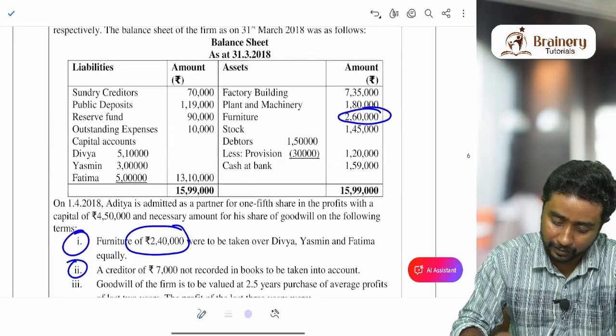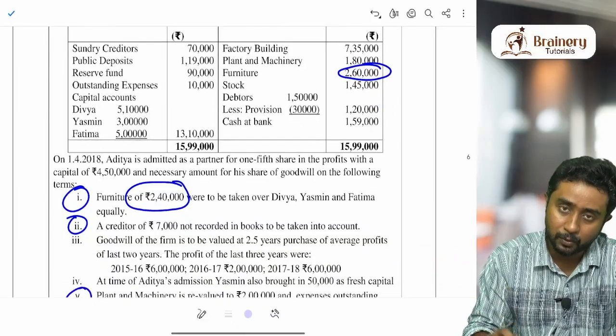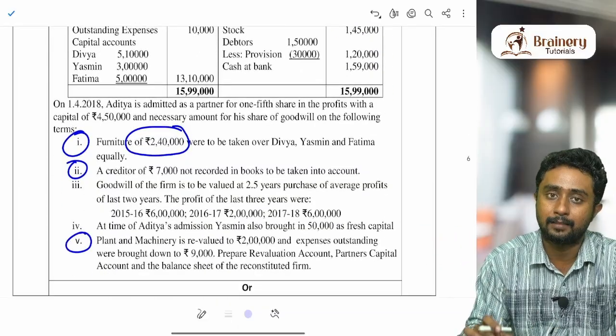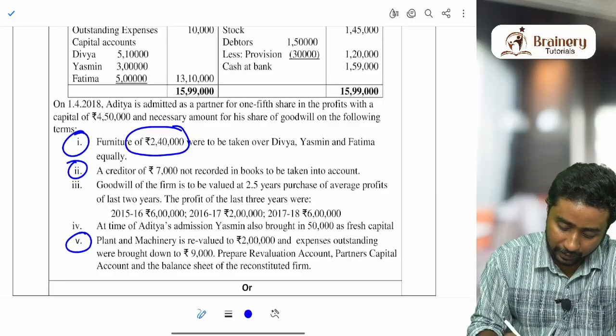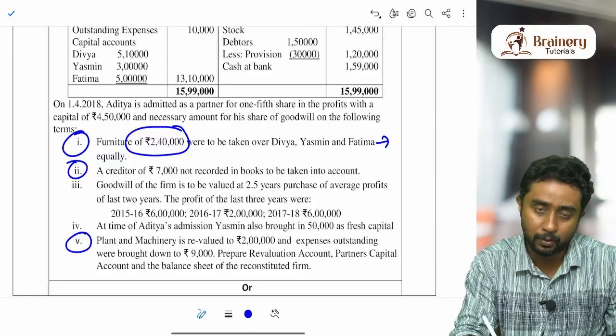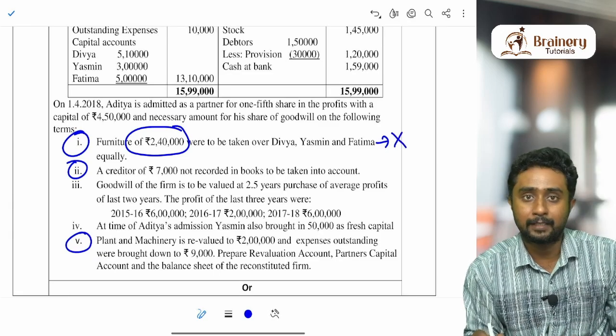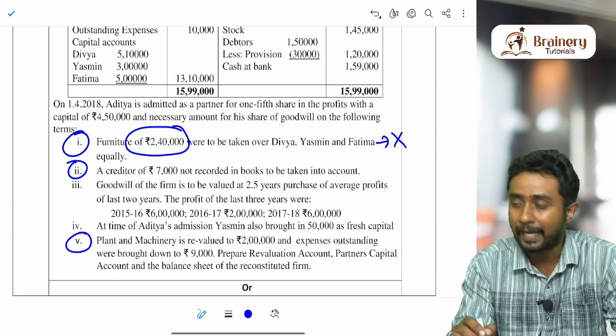So first we will see what was the value of the furniture given here. 2,60,000. From 2,60,000 they are taking an asset of 2,40,000. So will it come in the revaluation account? What did I tell? Only if the asset value changes should it be shown in the revaluation account. So this won't come. Now two more transactions remain where they talk about assets and liabilities.